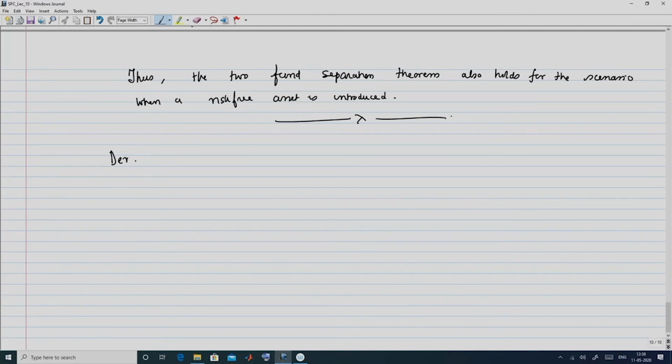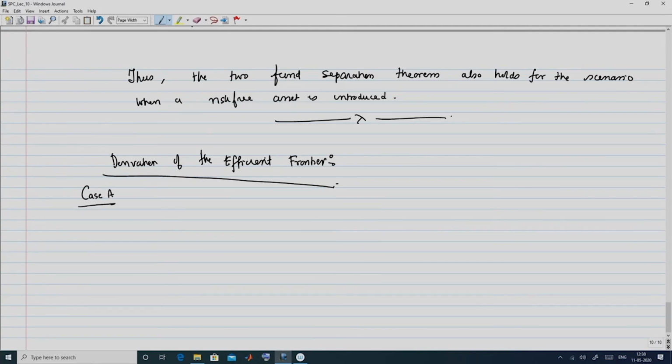So, now we come to another topic, that is derivation of the efficient frontier. All right. So, we will look at two cases. Let us first begin with case A, where we have only risky assets. Remember that this was the efficient frontier where you had the curve.